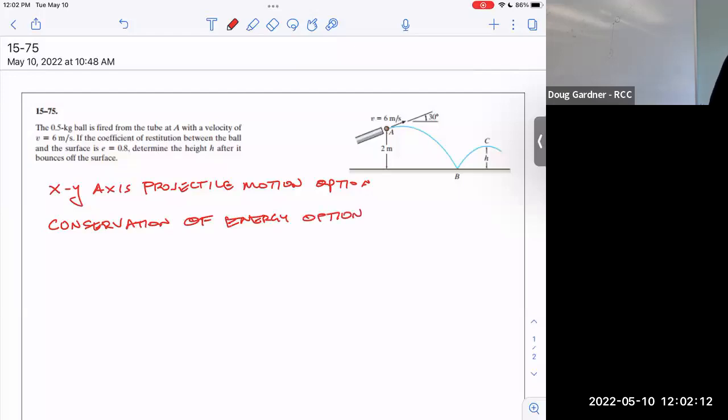And what we learned roughly was the second of those two is much easier. Whatever energy it had initially. Notice it's got some initial energy based on the fact that it's 2 meters off the ground. It's got some potential energy. So it's got energy because of that, but then it's also shot at 6 meters a second. So it's got some initial energy to it.